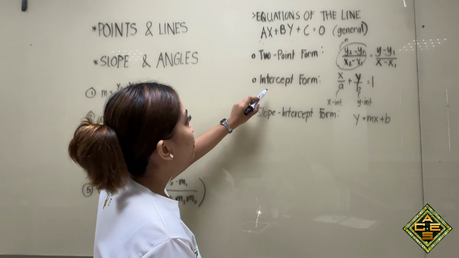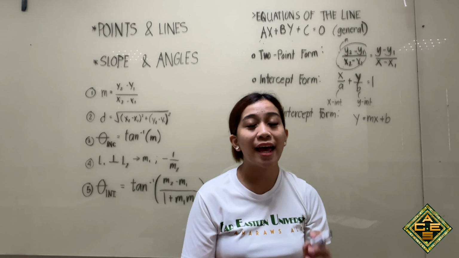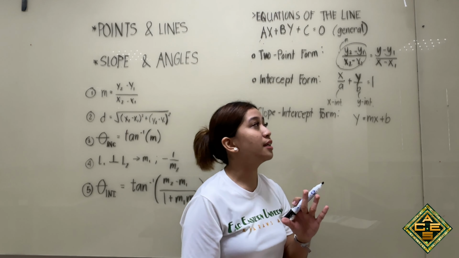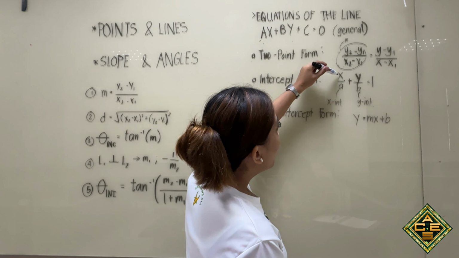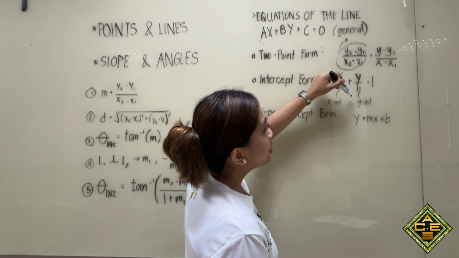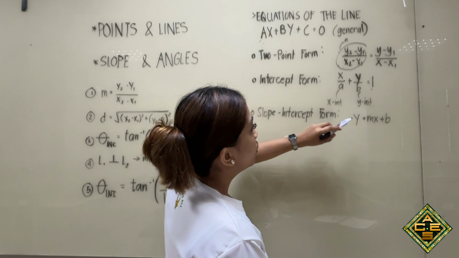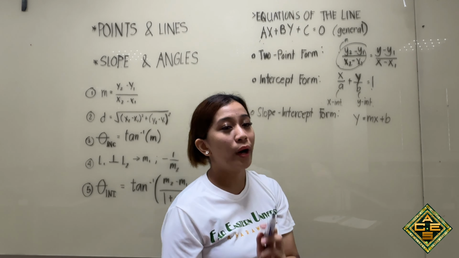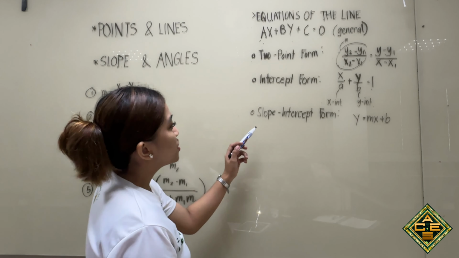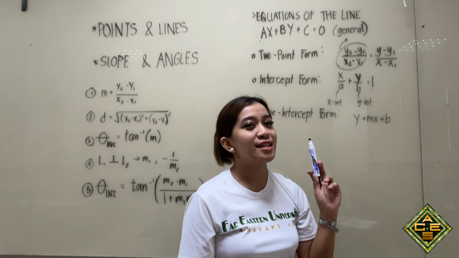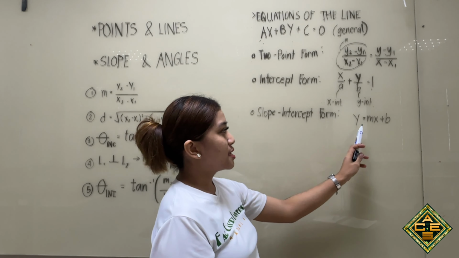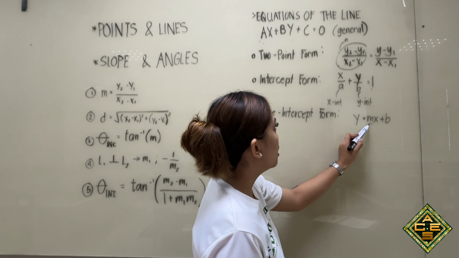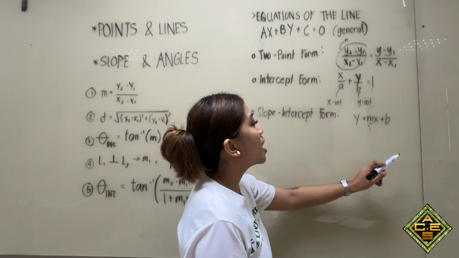Next, we have the intercept form, wherein we're given the x-intercept and y-intercept of the line, and the other details of the line are not given. We'll use this formula: x over a plus y over b equals 1. Here, a is our x-intercept and b is our y-intercept. And for the last one, we have the slope-intercept form. I guess you're all familiar with this. It is y equals mx plus b, wherein m is our slope and b is our y-intercept.